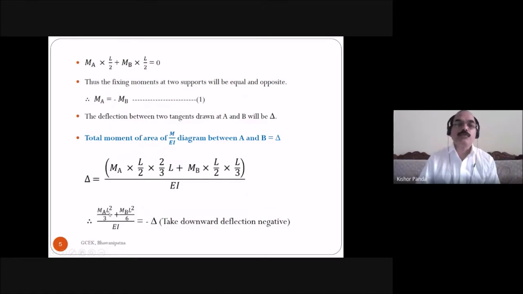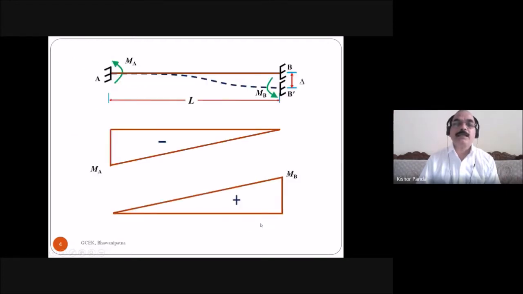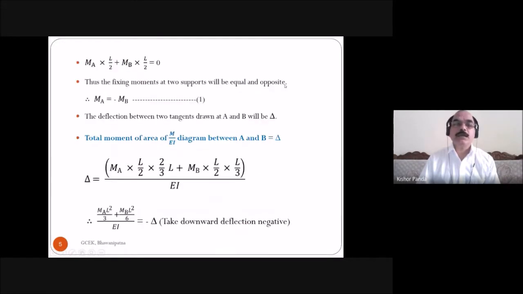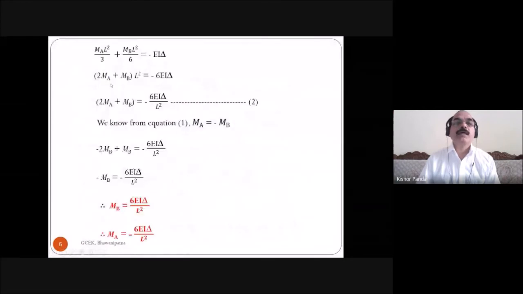Then MA L square by 3 plus MB L square by 6, divided by EI, is equal to minus delta. You take minus delta here because the downward deflection is taken as negative, considering the downward deflection negative and upward deflection positive as per the sign convention. So MA L square by 3 plus MB L square by 6 is equal to minus EI delta. Then 2MA plus MB times L square is equal to minus 6EI delta. So 2MA plus MB is equal to minus 6EI delta by L square.